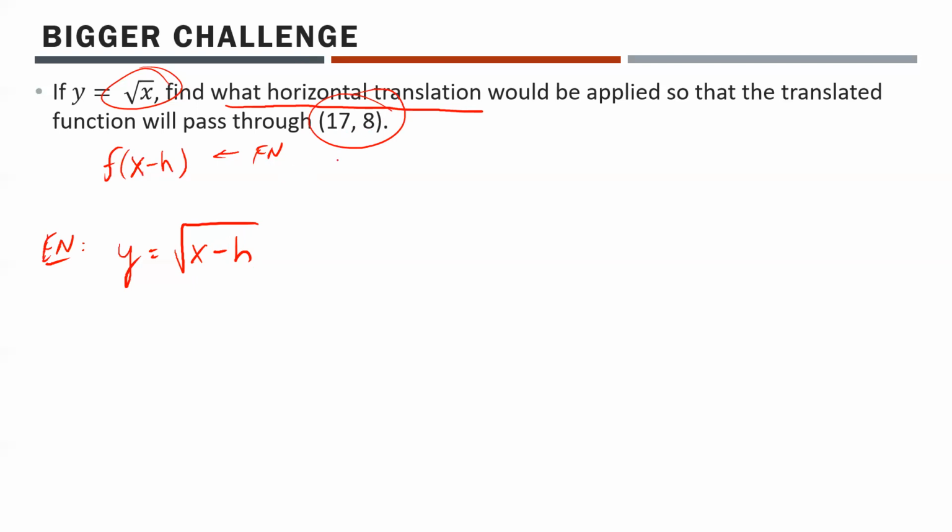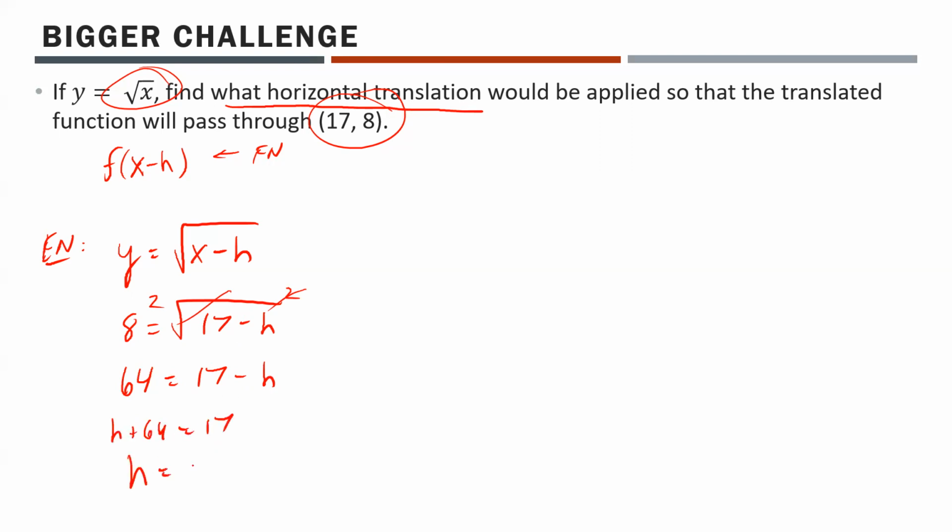We know x is 17, we know y is 8, so let's plug in: 8 equals the square root of (17 - h). We want to solve for what h is here. The square root is kind of causing us some trouble. We need to get rid of that square root somehow, so I would recommend squaring both sides. If you square both sides, that gets rid of our square root. This will give us 64 equals 17 minus h. And then this becomes just a big switcheroo. You can add h on both sides, so h plus 64 equals 17. And then minus 64, and we have h equals negative 47.